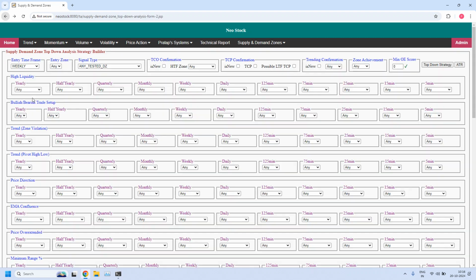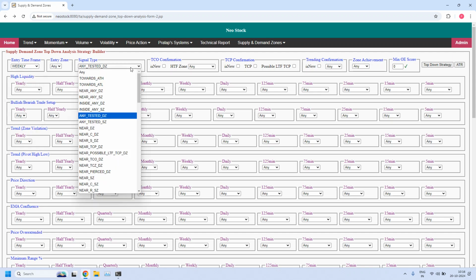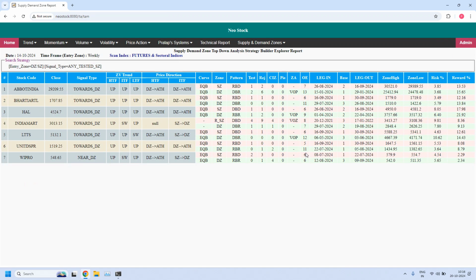Okay, next for weekly time frame, let us find the stocks having the supply zones tested during this week. So these 7 stocks having supply zones are tested during this week.